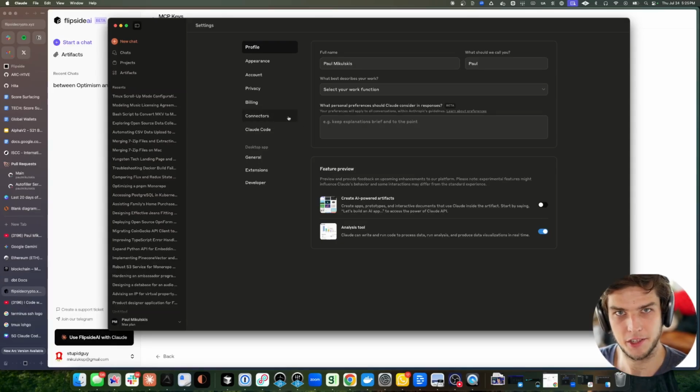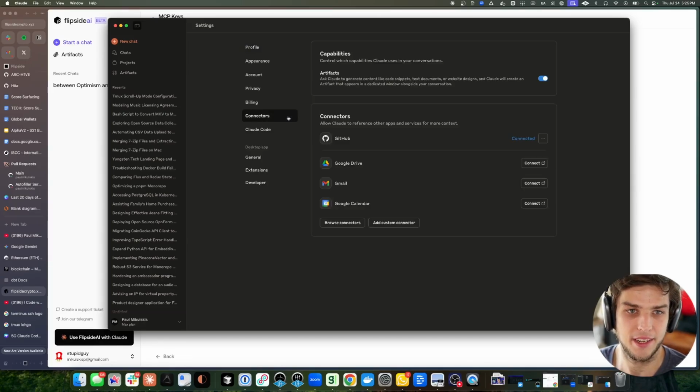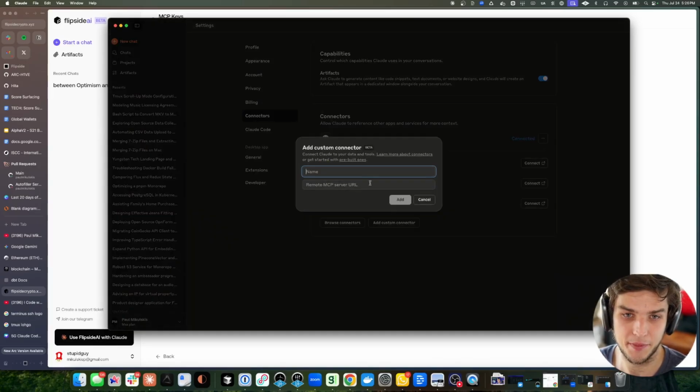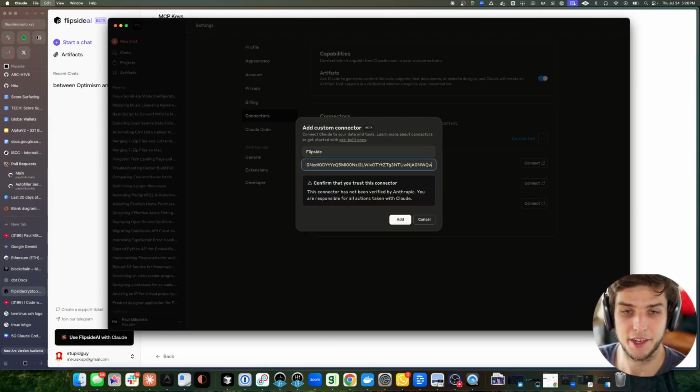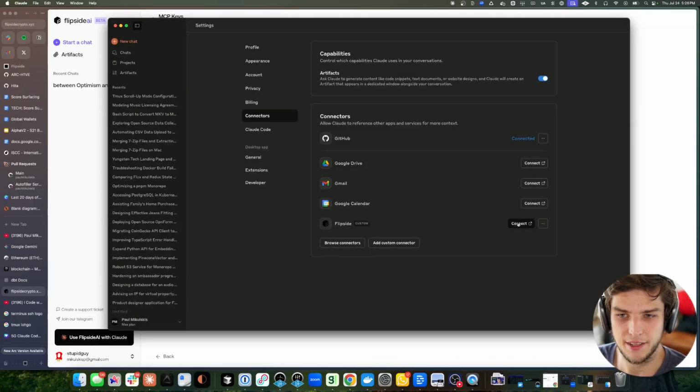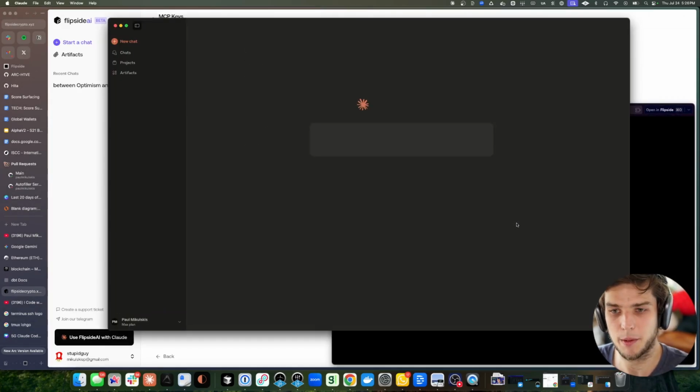If you have a different version of Claude Desktop, it might appear as an integration, but right now it is a connector, and you want to add a custom connector. You can name it whatever you want. I'm just going to name it Flipside because that's what it is, and you're going to paste that URL in there and add it. So I'm going to click Add here, and then we click Connect. And the moment you click Connect, a web browser is going to open.